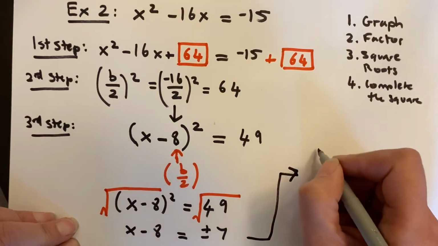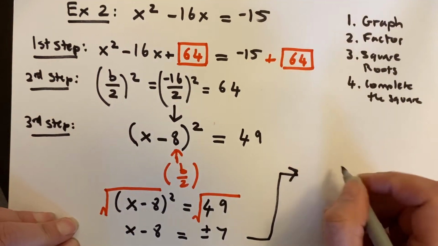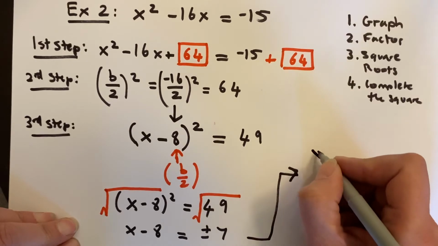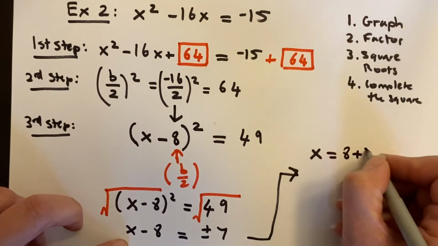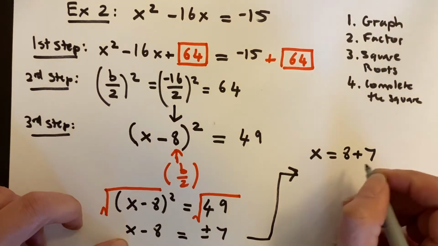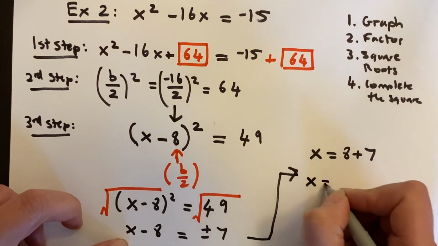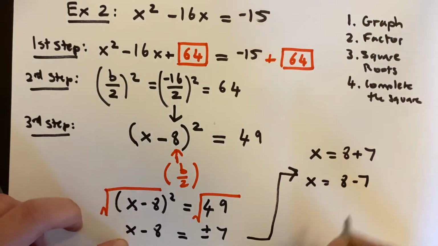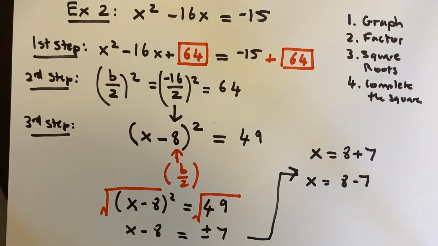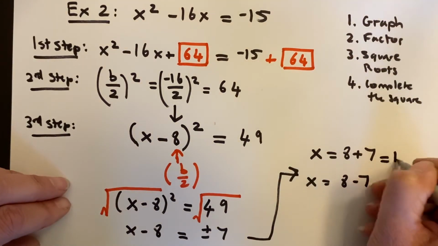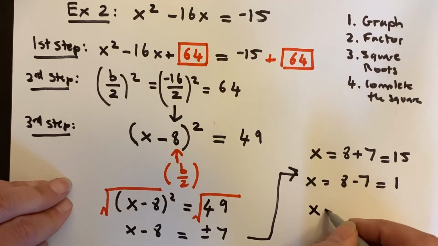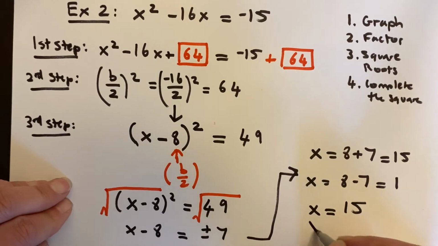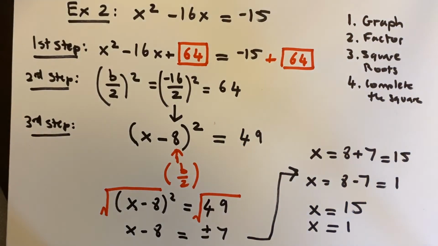So to complete the problem, I'm left with two possibilities for x. X equals, adding 8 to both sides, 8 plus 7, or x equals 8 minus 7. Those are my two options. 8 plus 7 is 15. 8 minus 7 is 1. So my solutions are x equals 15 and x equals 1.